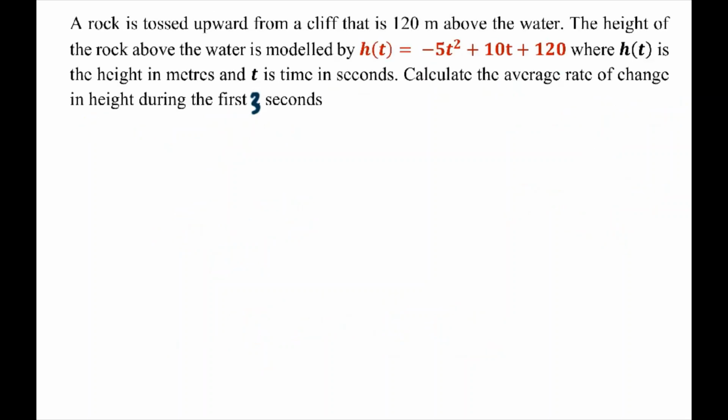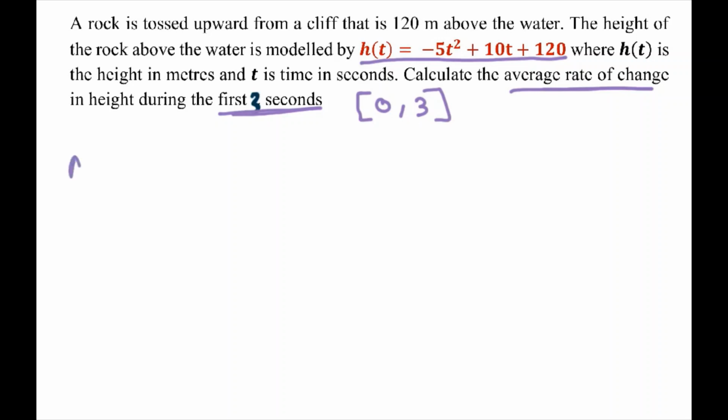Now let's look at this question. A rock is tossed upward from a cliff that is 120 meters above the water. The height of the rock above the water is modeled by the equation h(t) equal negative 5t squared plus 10t plus 120, where h is the height in meters and t is the time in seconds. Calculate the average rate of change in height during the first 3 seconds. What does that mean? The first 3 seconds, we are talking about from 0 all the way to 3. From the time we start tossing the rock, which was 0 at that time, until 3 seconds.